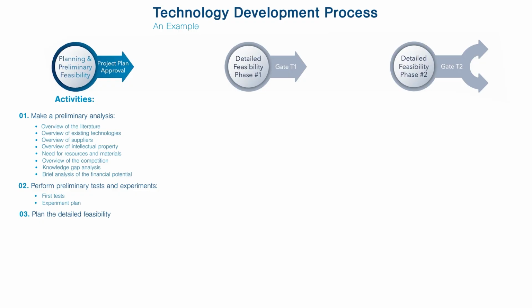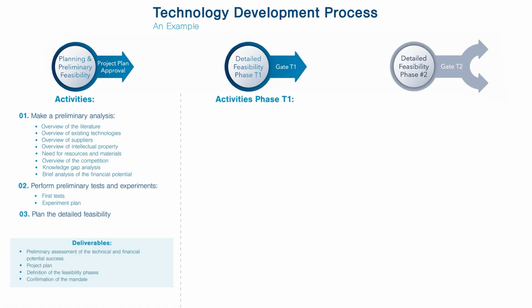be executed. As a summary of the planning and preliminary feasibility phase, the deliverables include a preliminary assessment of the technical and financial potential success, the plan for the detailed feasibility phases, and the various deliverables and activities. Next is the detailed feasibility phase.